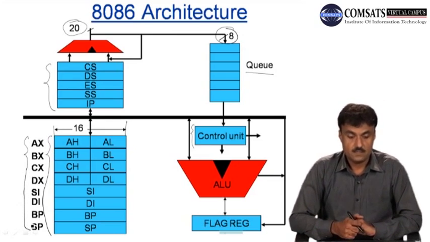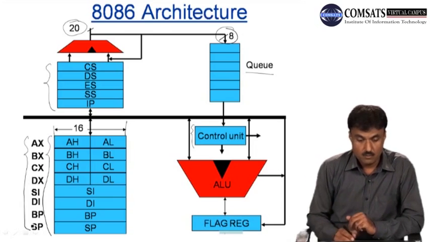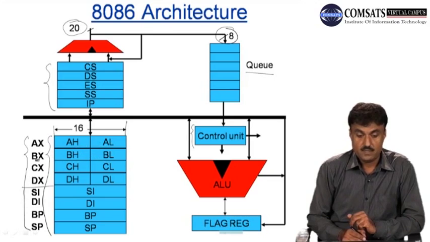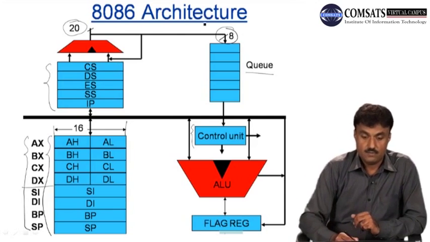AX, BX, CX, DX, SI, they have almost up to here, their names are AH and AL, together called the AX. This is one register. Then BX, we call BH and BL as the BX, and so on. But these four registers, they have almost similar names, like SI, DI, and BP and SP. There are other registers here.